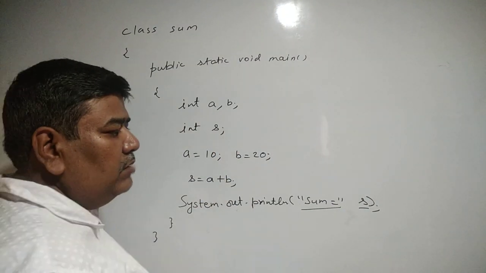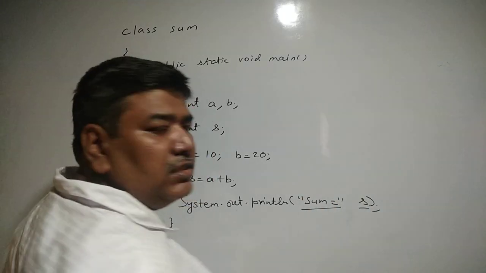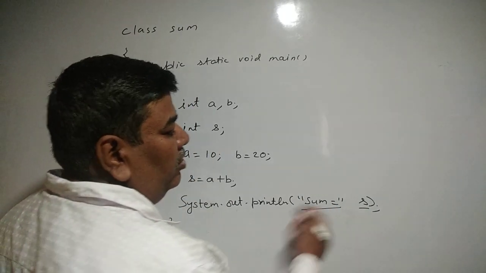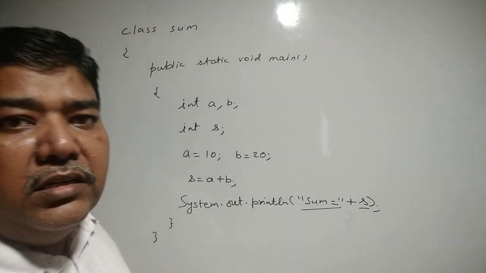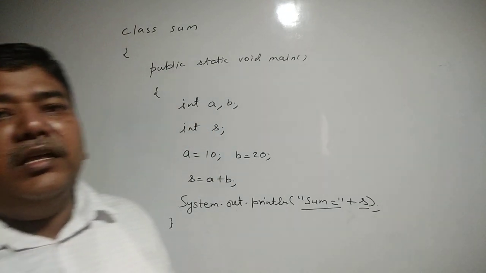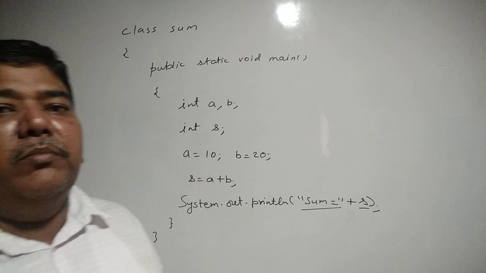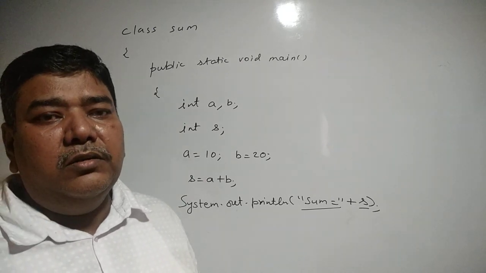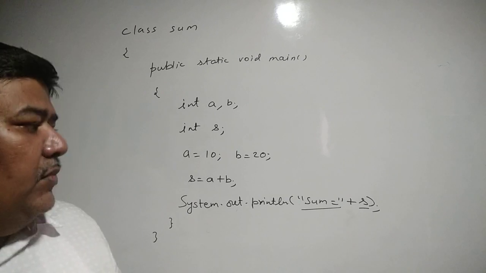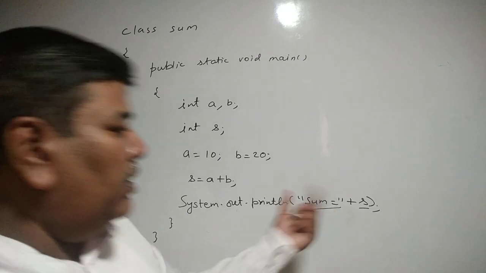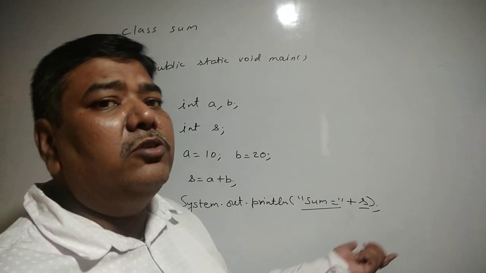If you don't write the plus sign, then either you write only the variable, the value will be printed, or you write only the message. So that is not complete. Suppose you write only the message, then the output will be printed as sum. What sum? What have you calculated? Nothing will be printed. So that's why we put a plus sign.